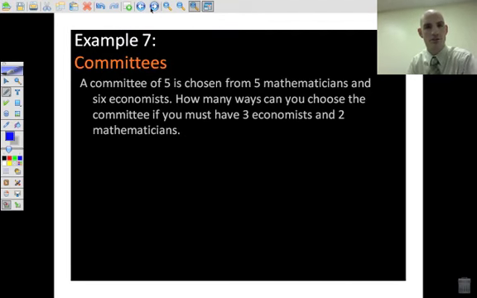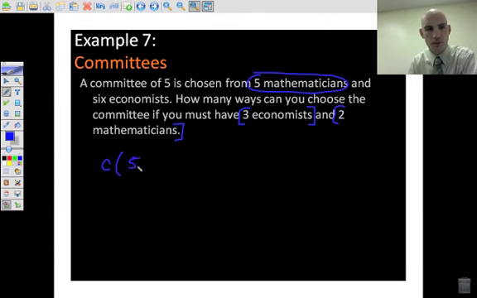This one's about cards. Oh, sorry, about committees. So, a committee of 5 is chosen from 5 mathematicians and 6 economists. So what we have here is kind of like a problem that we've discussed before. There's 2 separate pickings that we're doing. We are choosing 3 economists and 2 mathematicians. Well, really, here's what we're choosing. We have 5 mathematicians, and we only need to choose 2 of them, right?